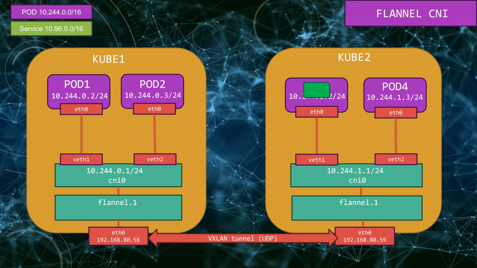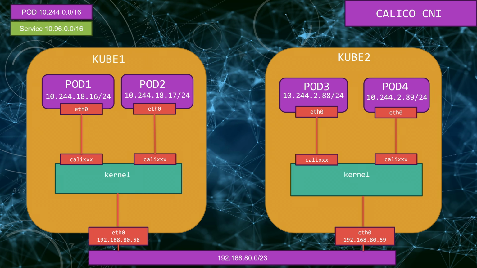VXLAN is a technology where full layer 2 packets are put inside a UDP envelope. The VXLAN header is 50 bytes. That leaves us with 1450 bytes for the data. Let's analyze the same scenario but with Calico in fully routed mode as the CNI.